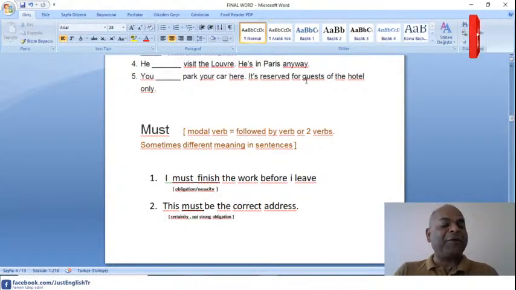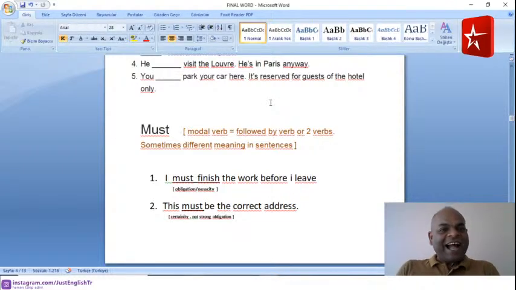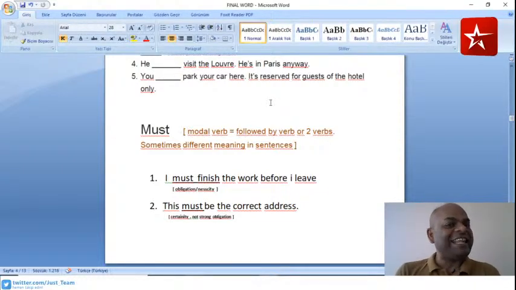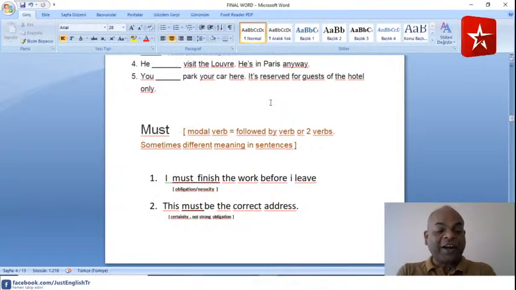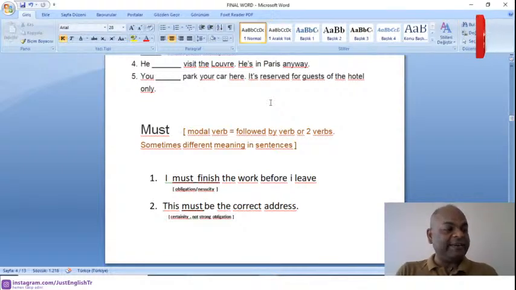He's in Paris anyway. Now, what's number 4, guys? I need your feedback. Let's see, what's number 4? 30 minutes past 12. We got like 15 minutes to go for a break. Let's see, number 4. He dash visit the Louvre. He's in Paris anyway. Now number 4. Let's go to number 4. It says here, oh, we got a lot of answers.